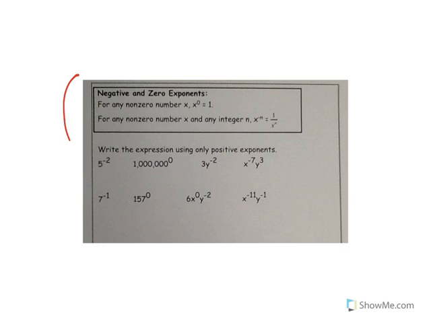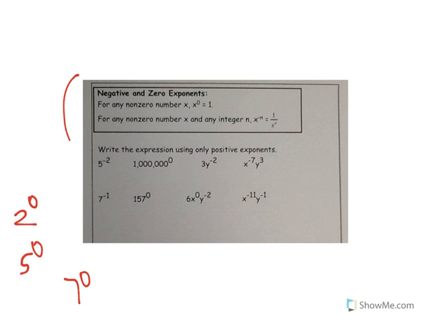For negative and zero exponents, for any non-zero number x, x to the 0 power is equal to 1. It does not matter. It could be 2, could be 5, could be 7. Any of these are actually equal to 1. It does not matter what the number is, as long as it's not 0.